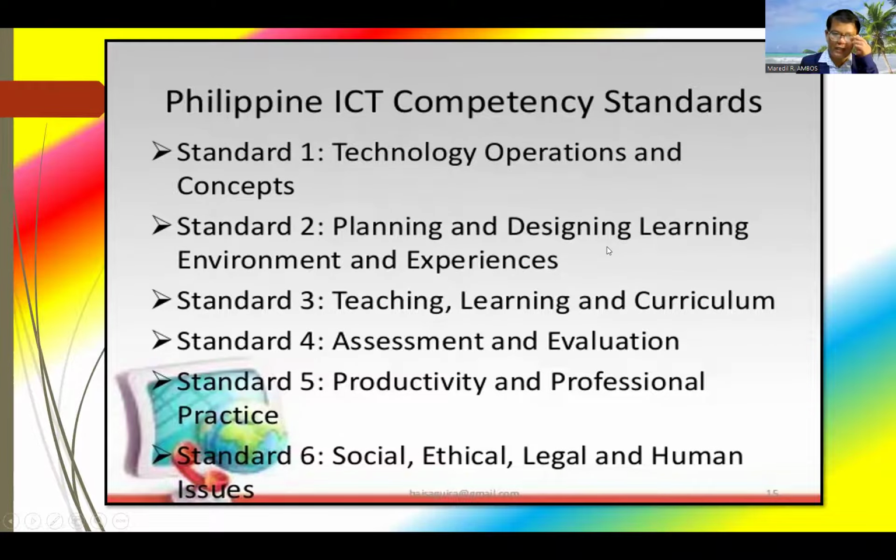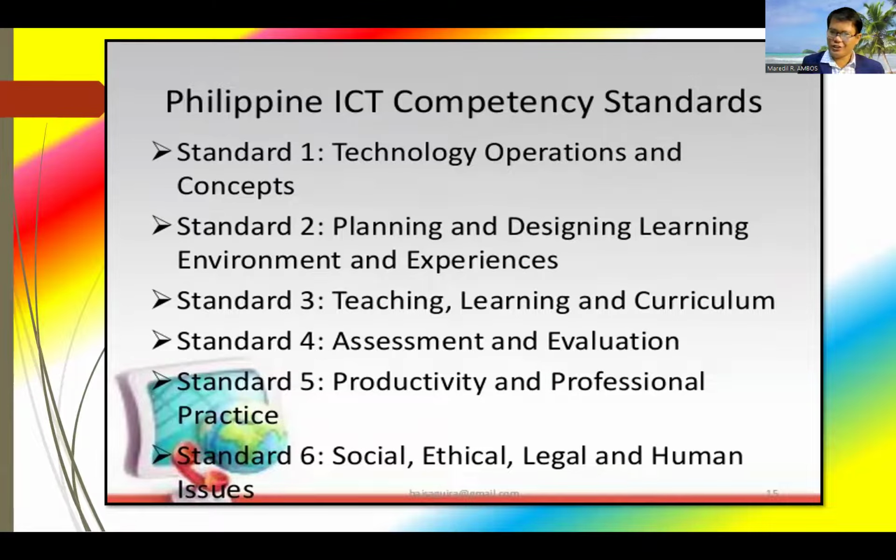Let's have standard 5 that talks about productivity and professional practice. Here, teachers use technology to engage in ongoing professional development and lifelong learning in support of student learning, increase productivity, and to build a community of learners. And lastly, standard 6, which is social, ethical, legal, and human issues.